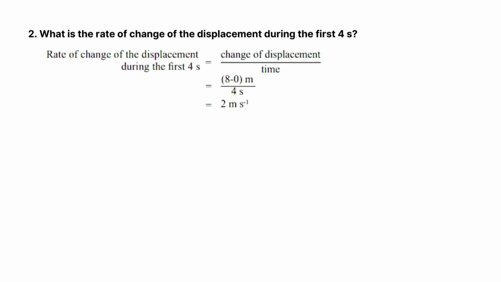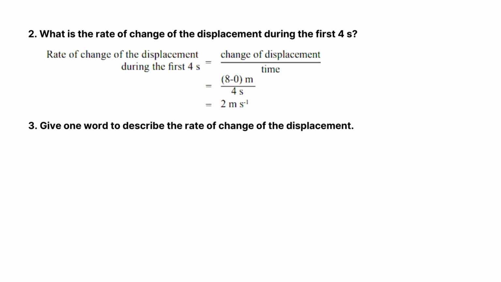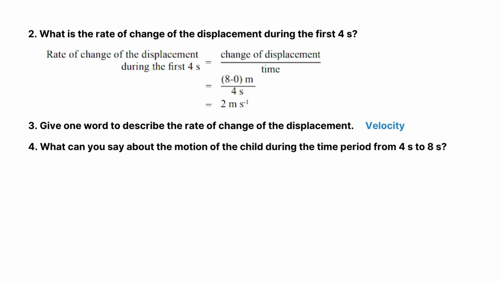The next question is, give one word to describe the rate of change of displacement. You all know, children, the rate of change of displacement will be velocity. What can you say about the motion of the child during the time period from 4 seconds to 8 seconds? We saw this in the table. From 4 seconds to 8 seconds, the displacement does not change. That means the child does not move, so you can write the answer as child does not move, or you can say child is at rest.